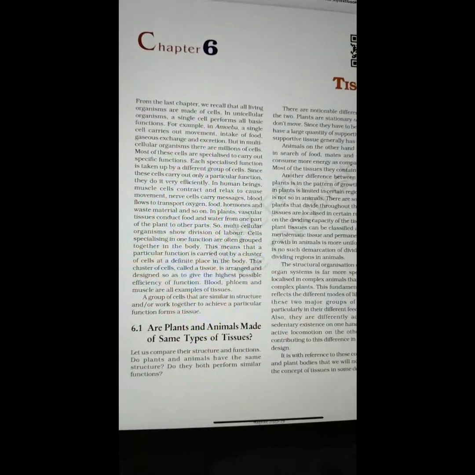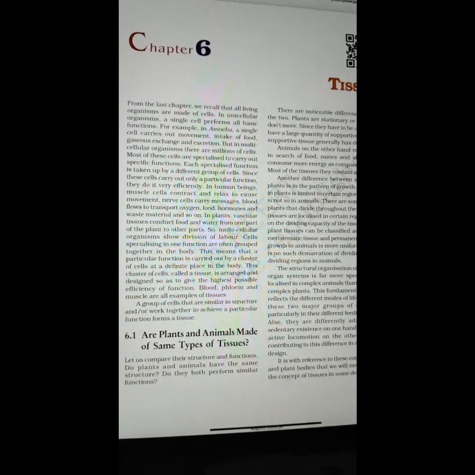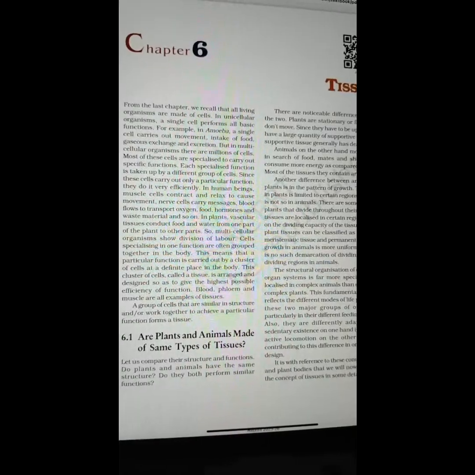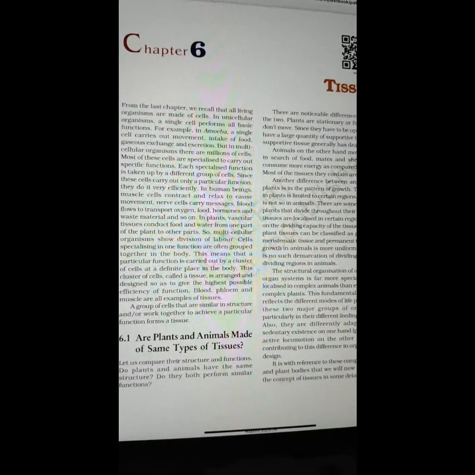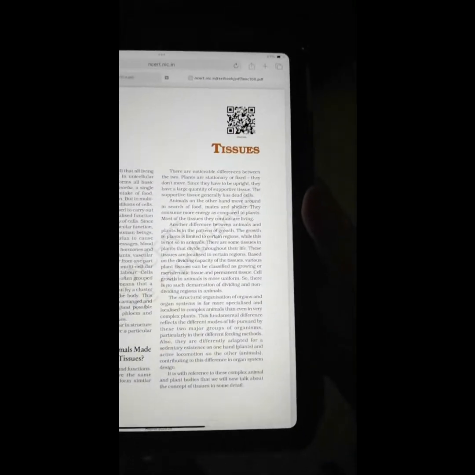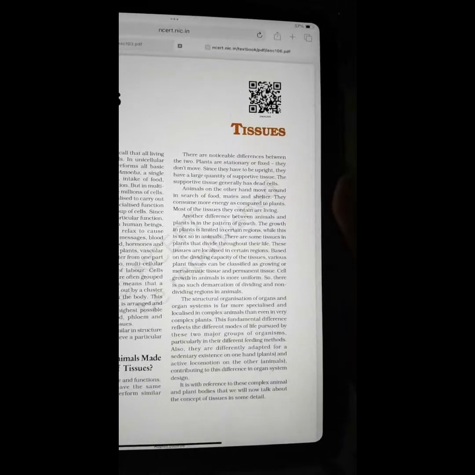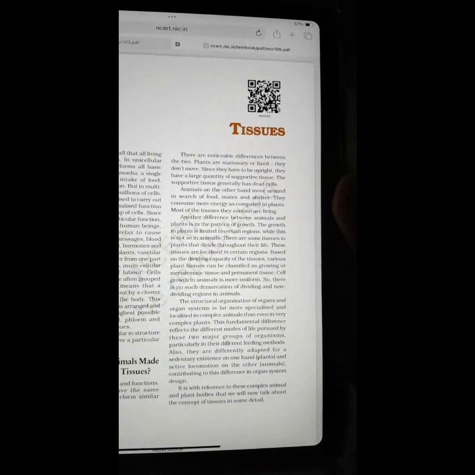Let's move on to this part now. 6.1 Are plants and animals made of the same types of tissues? Let us compare their structure and functions. Do plants and animals have the same structure? Do they perform similar functions? I hope this side screen is also visible to you. There are noticeable differences between the two.